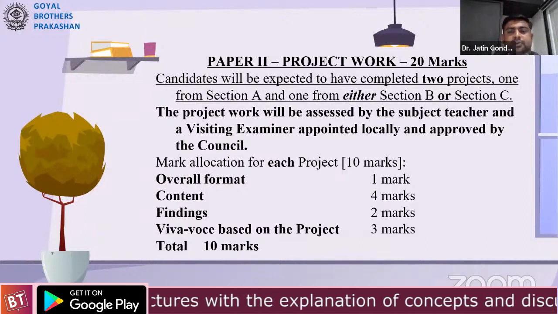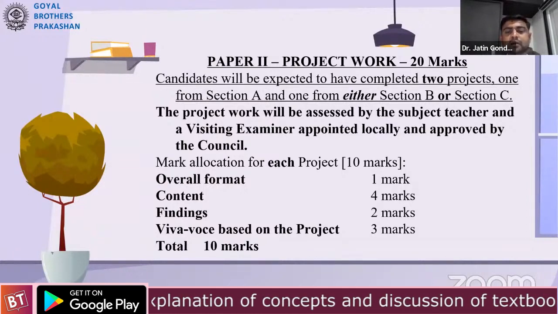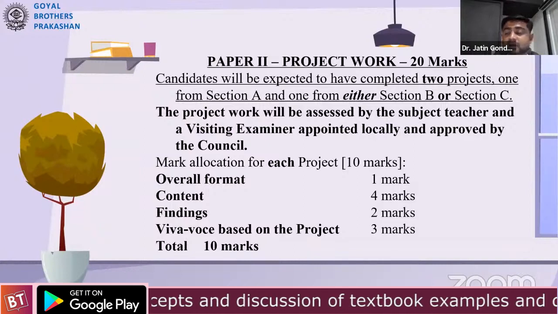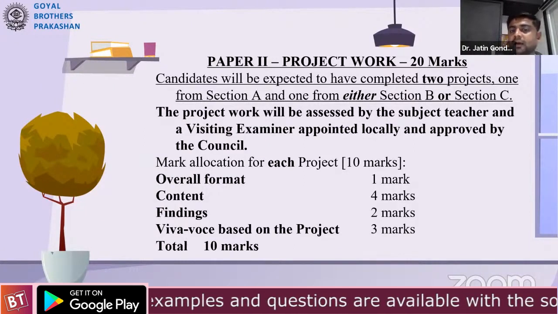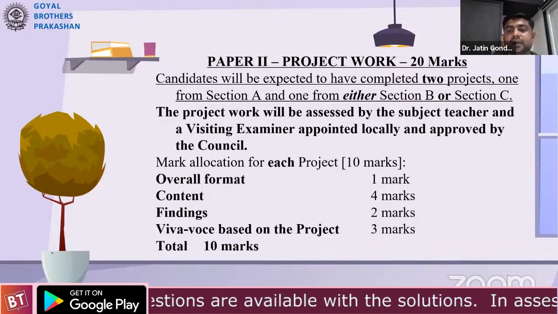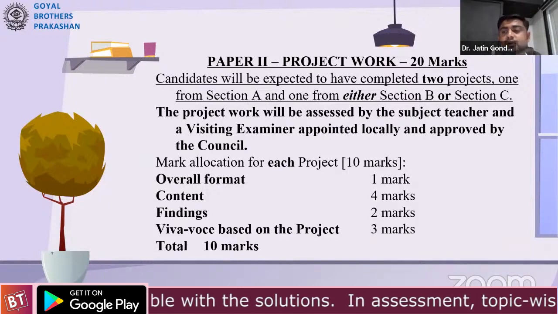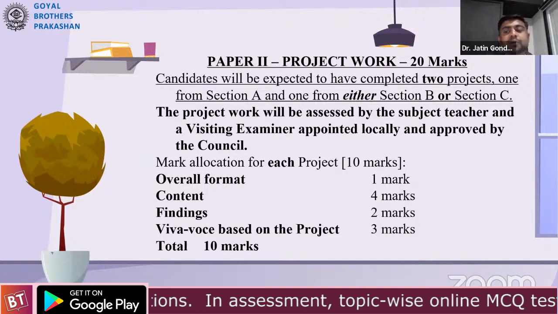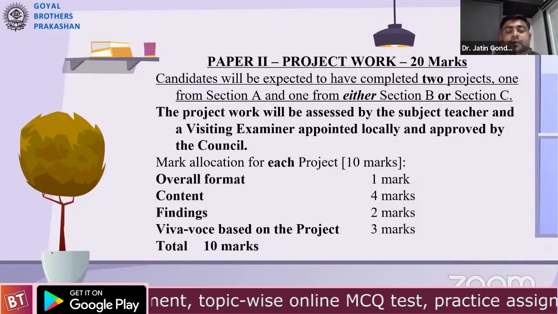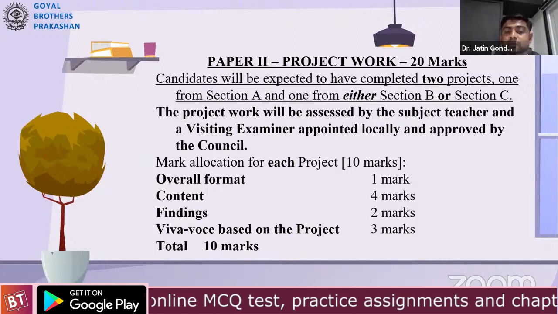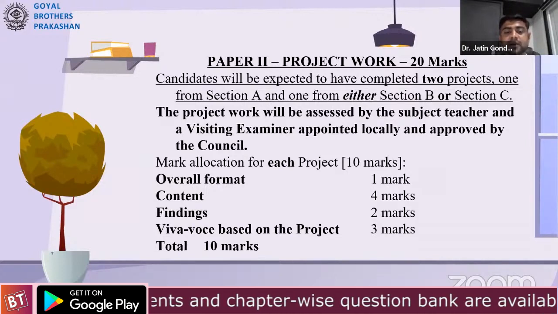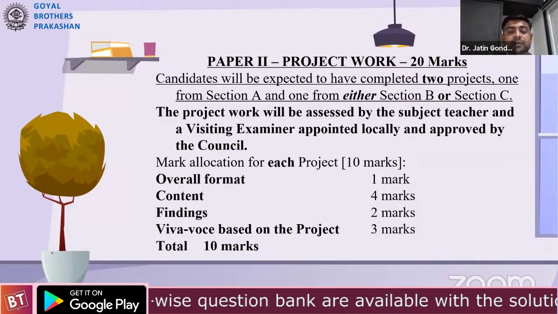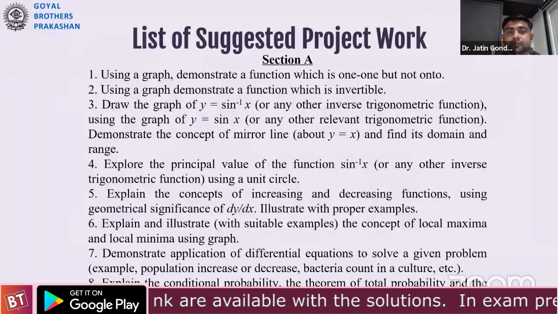If we discuss the distribution of marks, then mark allocation for each project is 10 marks, as we have 2 projects, one for section A, and it has 10 marks weightage, and one for section B or C, it has also 10 marks weightage. So total 2 projects and 20 marks. For oral format, 1 mark. For content, 4 marks. For findings, 2 marks. And viva based on the project, 3 marks, total 10 marks.